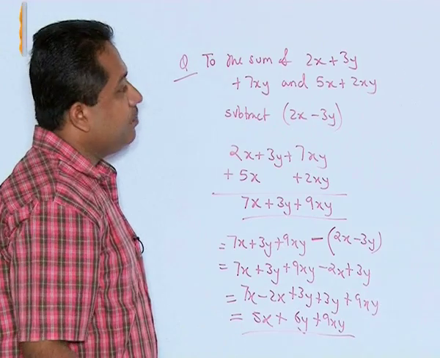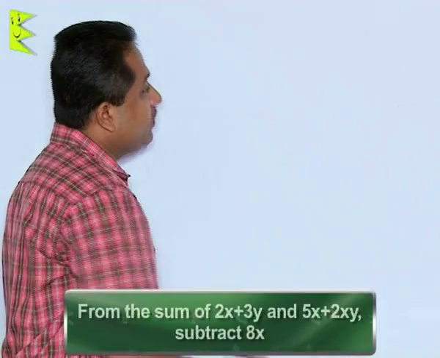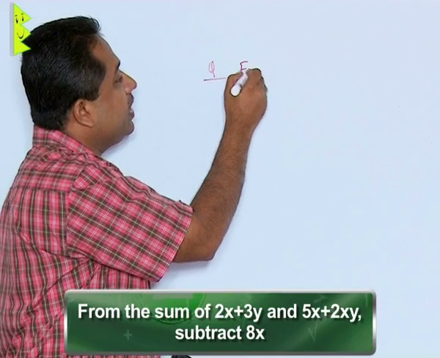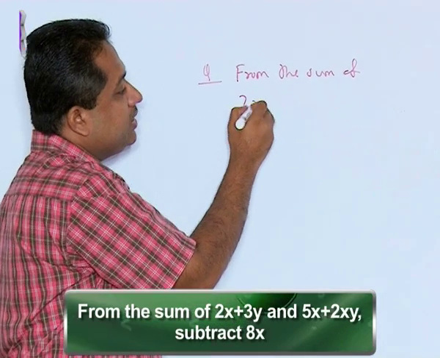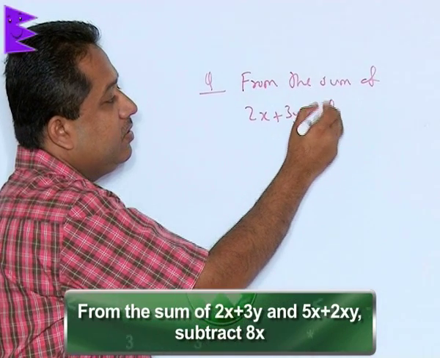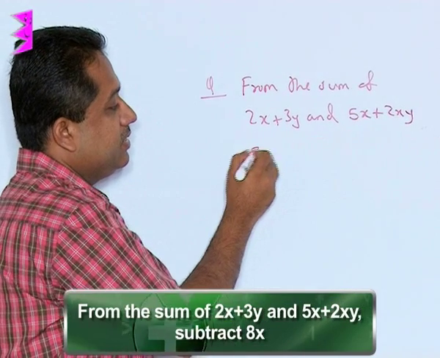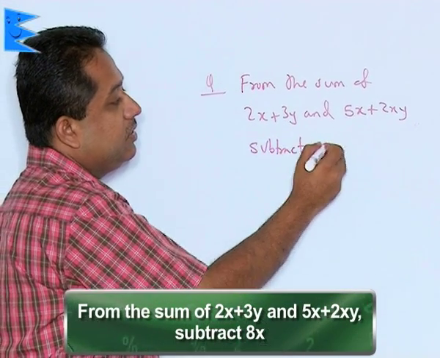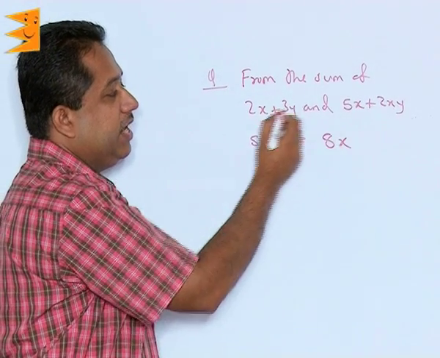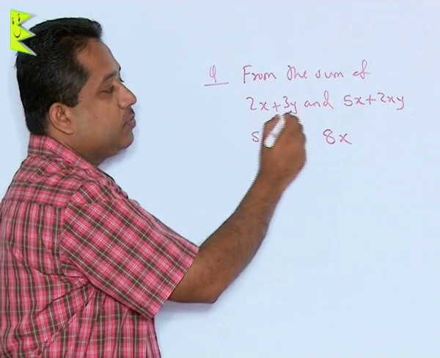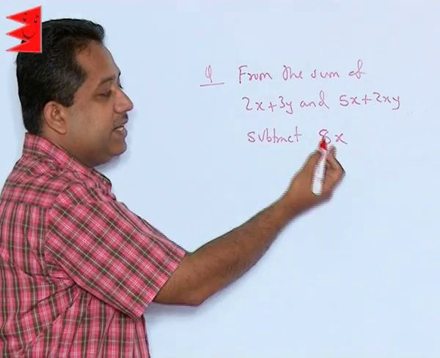We can take another example of the same type. Let's say, it's a similar type of question, from the sum of 2x plus 3y and 5x plus 2xy subtract 8x. Now you are having again two algebraic expressions here, 2x plus 3y and 5x plus 2xy. So from the sum of this and this, subtract 8x.